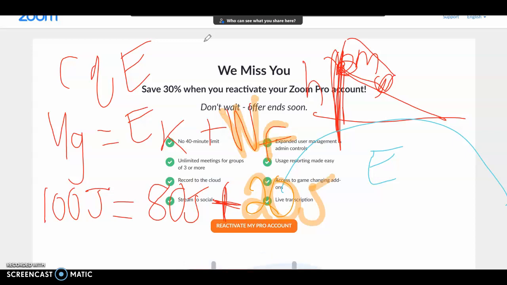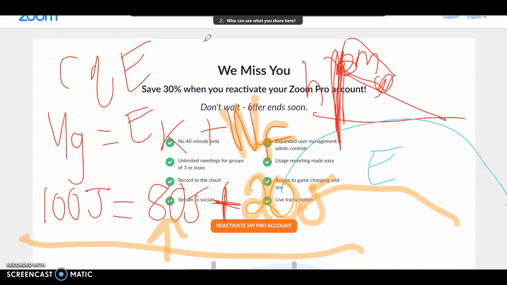So that 20 shows us conservation for the whole thing. I started with 100. It's only moving with 80 joules of kinetic energy at the bottom. So 20 must have gone into thermal because of the rubbing on the track, the friction.